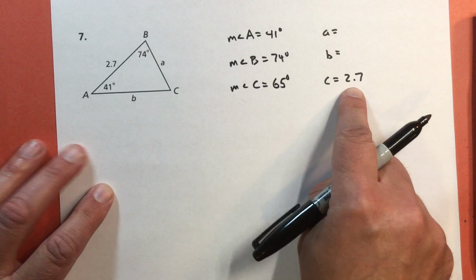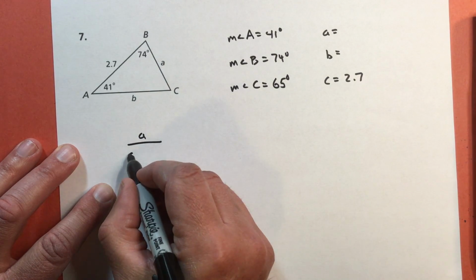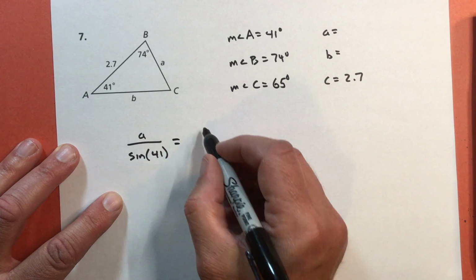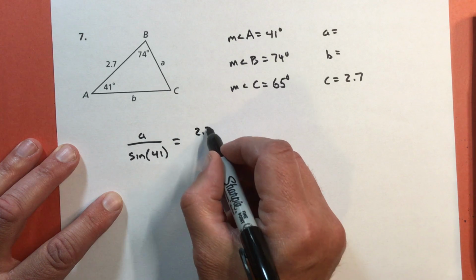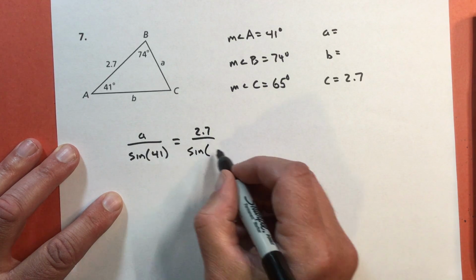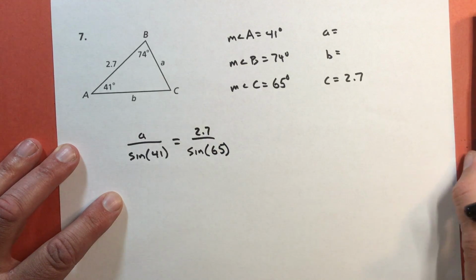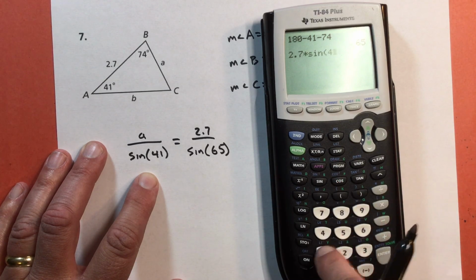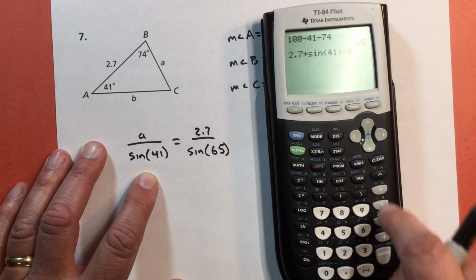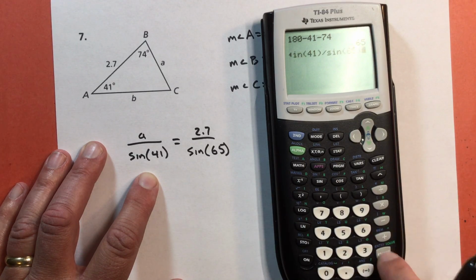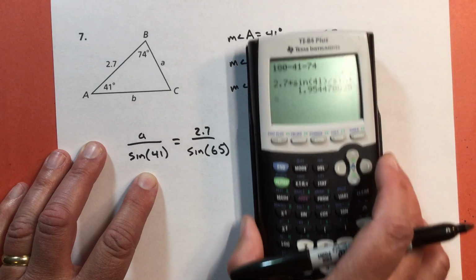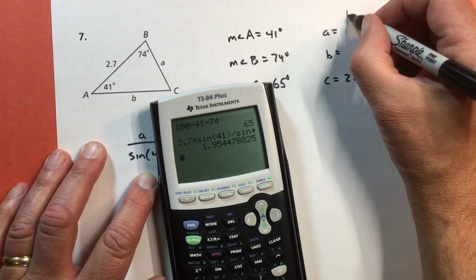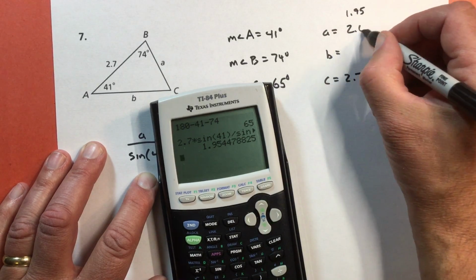So I'm going to use this as my ratio. So A over the sine of angle A, which is 41, is going to be C, which is 2.7, over the sine of angle C, which is 65. 2.7 times sine 41, close your parentheses, divided by sine 65. I got 1.95. The 5 actually does make it go up when I'm looking for A. So even though it's like 1.95, I do have to round it up to 2.0.